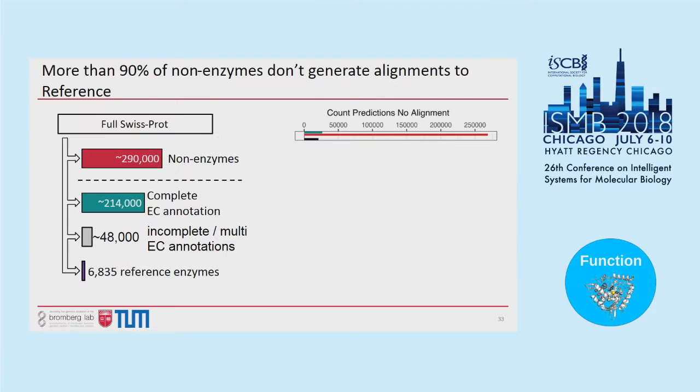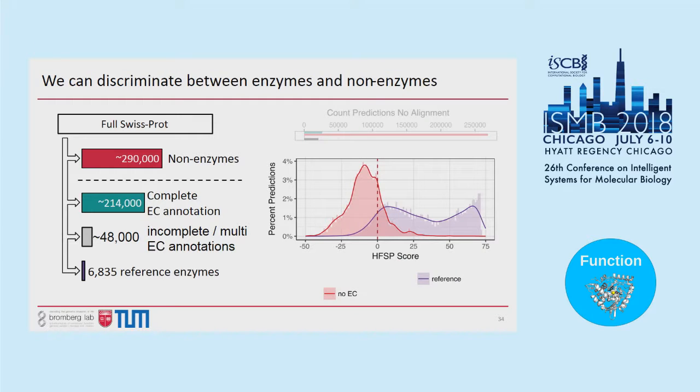And then lastly, since we have now looked at the enzymes that are experimentally verified and enzymes in SwissProt that do not have an experimental verification, we looked at all of the proteins in SwissProt. The first thing that we observed is that out of the 290,000 non-enzymes in SwissProt, when running those against our reference set, for more than 250,000 we could not generate an alignment to begin with. So that's telling us that we can distinguish our non-enzymes from our reference.